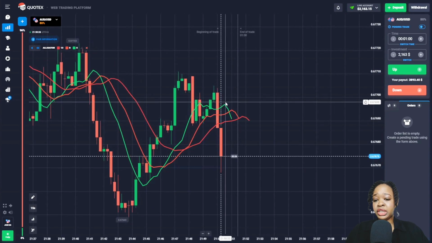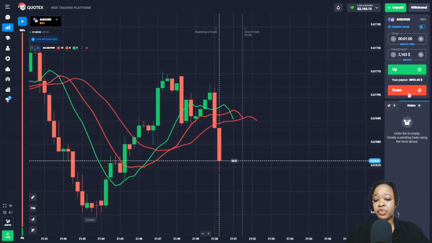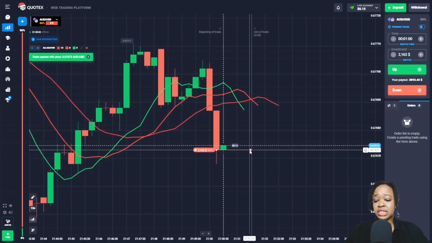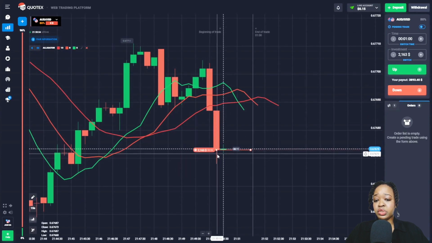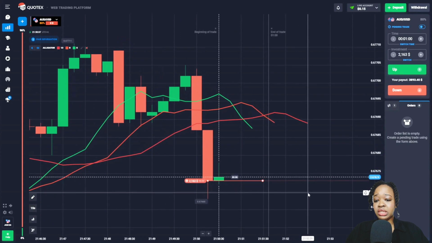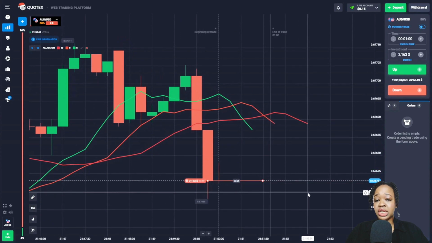So I'm going to immediately open a trade down a second before the intersection. I can see that the intersection of the moving averages was caused by the 2 large red candlesticks, and I'm sure there will be a further decline. So let me wait and see the results.